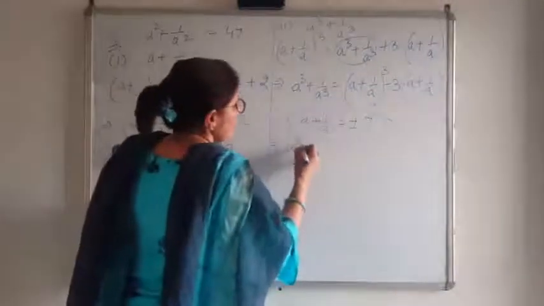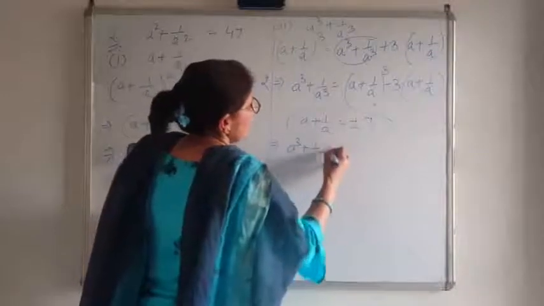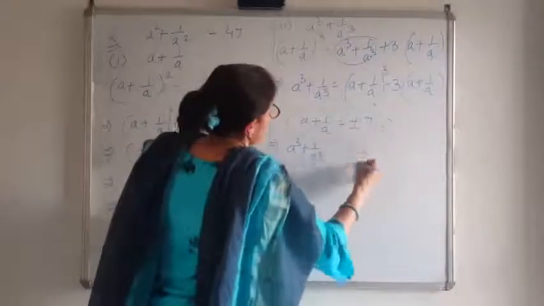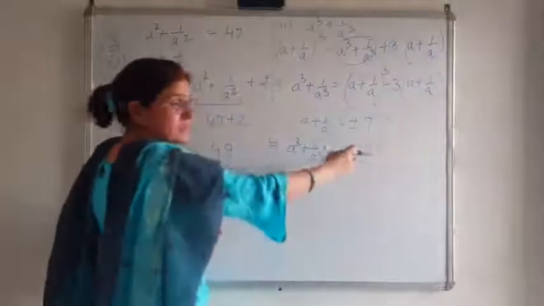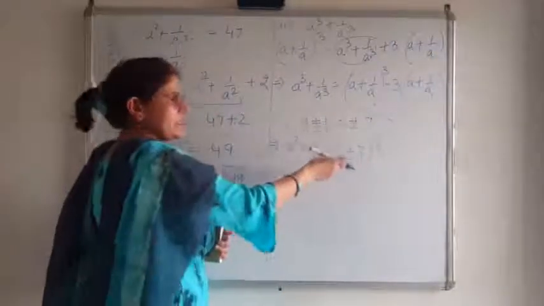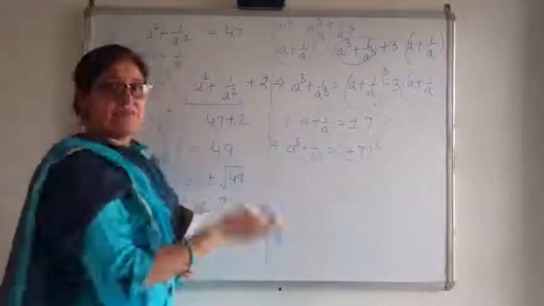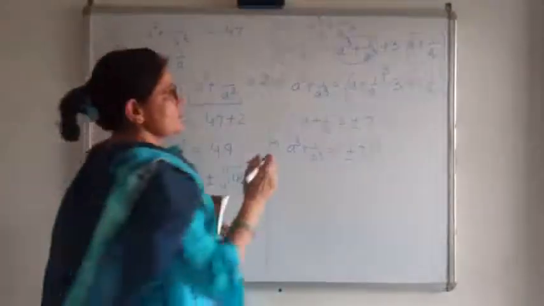So a cube plus 1 over a cube equals cube of plus minus 7. You can take them together, or you can take plus 7 first and then minus 7, calculate, and you get two answers like this.